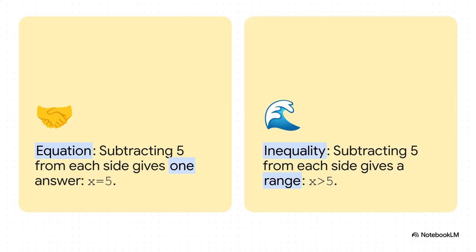And here's that deception I was talking about, right in front of us. Look at the equation. We subtract 5 from both sides. Easy peasy. We get x equals 5. Now look at the inequality. We do the exact same move. Subtract 5 from both sides, and we get x greater than 5. See? The process feels identical. And that's exactly how it tricks you. It makes you feel like you know exactly what you're doing.